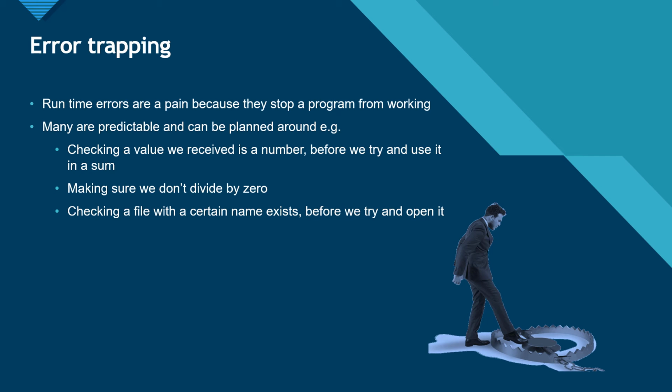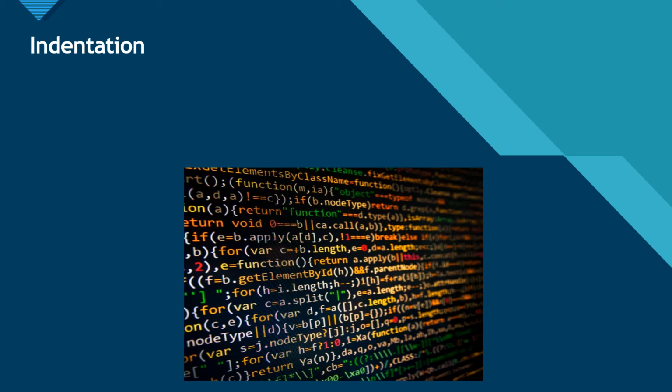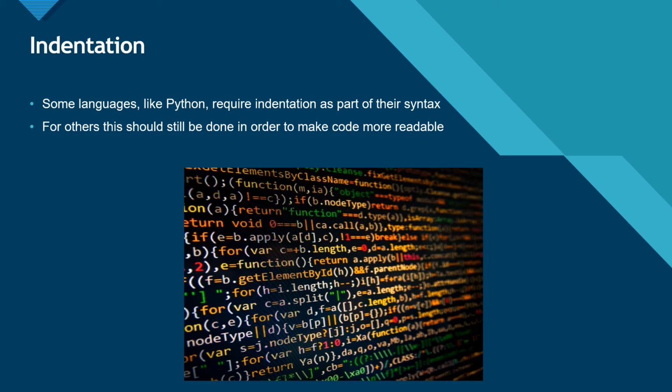To support this, most languages offer a try-except structure. This gives us a possibility to set up some different code to run if the program encounters one of these types of errors. Some languages, like Python, require indentation as part of their syntax for the code to run. For other languages, this should still be done as best practice. It makes the code far more readable and is easier to see.